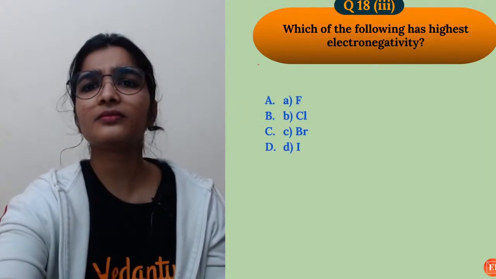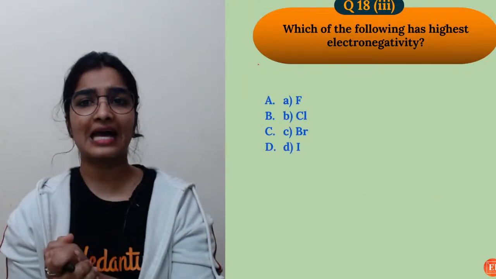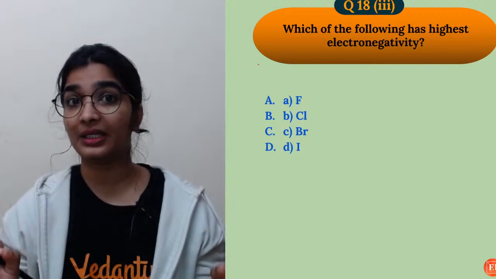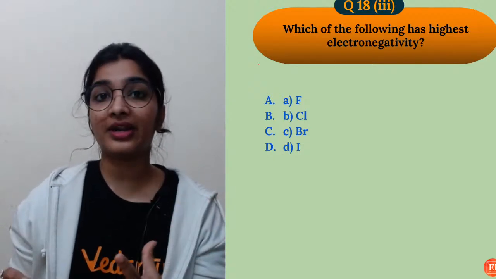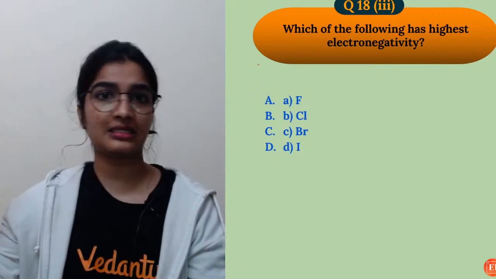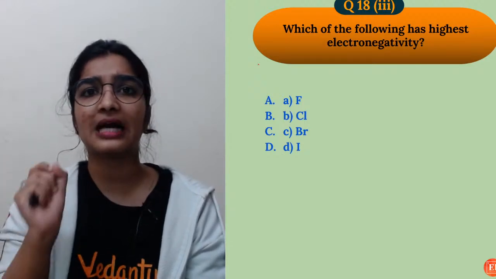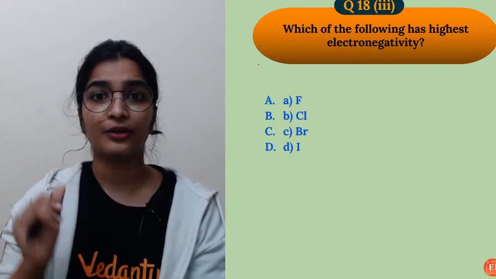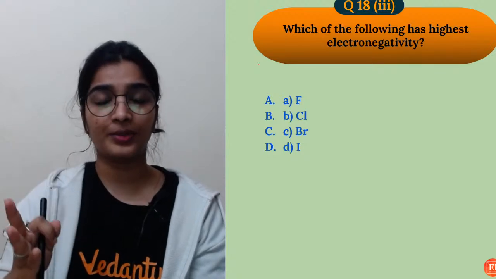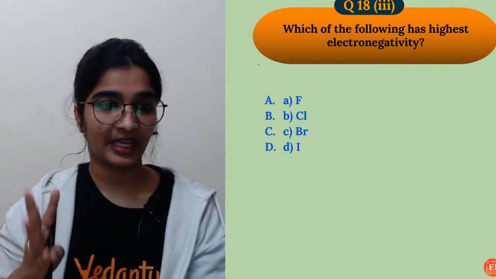Very good. Which of the following has highest electronegativity? What is the trend? Electronegativity increases or decreases across the period and down the group? Which of the following has highest electronegativity? Fluorine, chlorine, bromine, iodine. A.